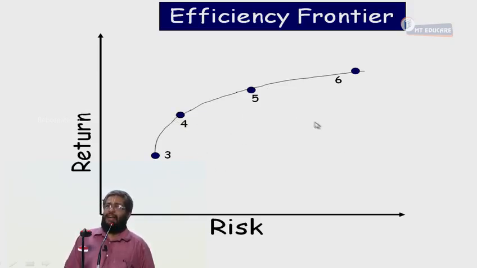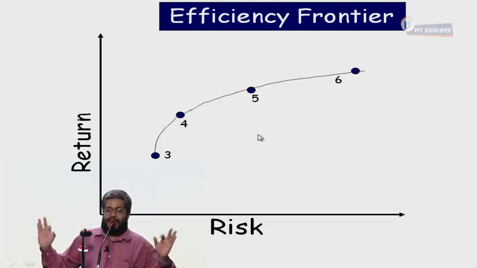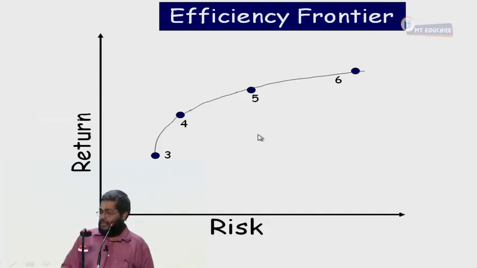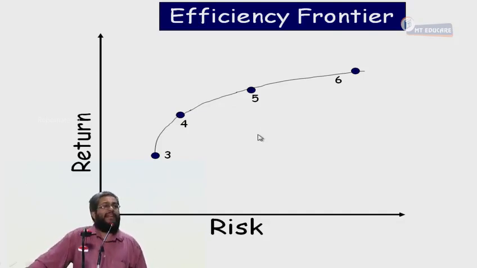So any share that gives an expected return and standard deviation below the efficiency frontier, all those securities in the share market are called what? Inefficient securities. Accepted? Did you follow, or should I repeat?